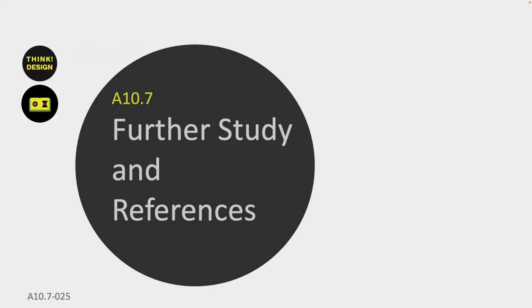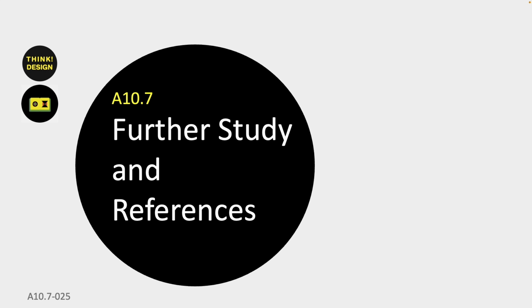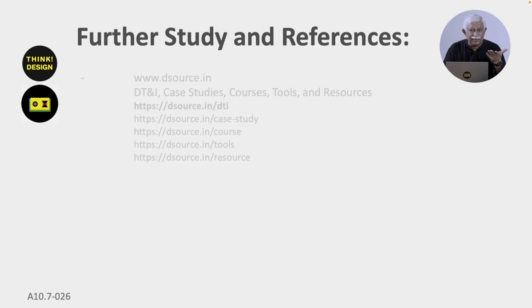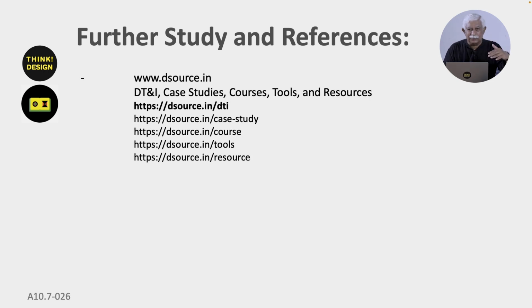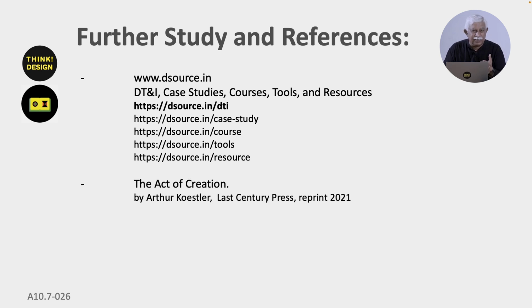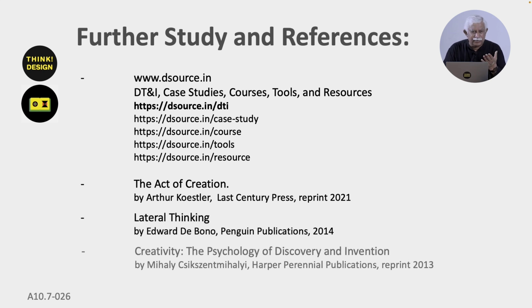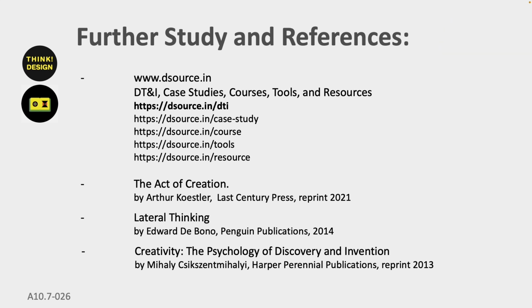So, that is the summation of this section, and I have given the same references as the previous section, because it still has to do with creativity and ideation, and you will find lots of resources in DSource. Also The Act of Creation by Arthur Koestler, Lateral Thinking by Edward de Bono, and Creativity: The Psychology of Discovery and Invention, which is an extremely nice book. If you get the time, please get these books and have a look at them.